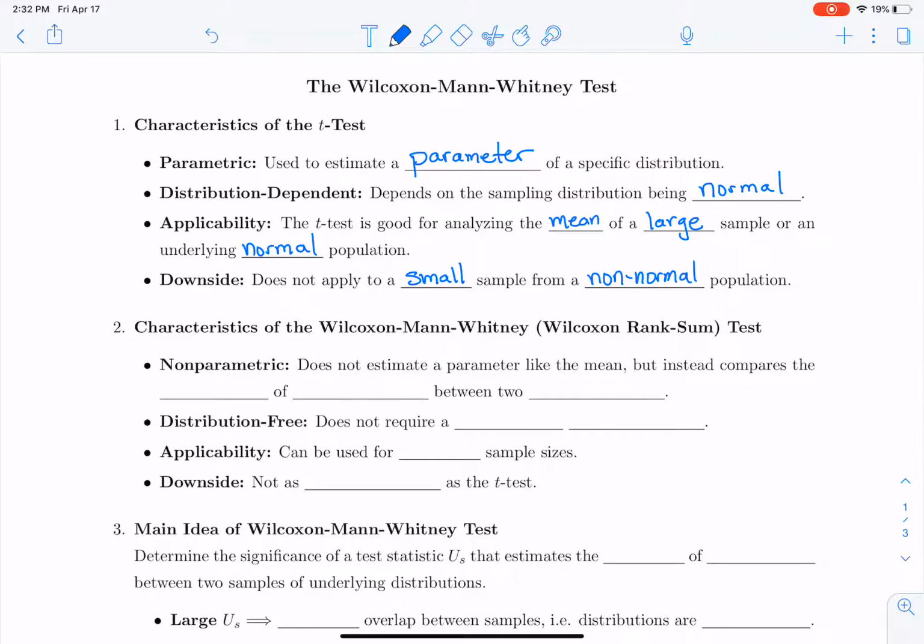Now I'm going to describe the Wilcoxon-Mann-Whitney test, sometimes called the Wilcoxon rank sum test. This is a non-parametric test. It does not estimate a parameter like the mean, but instead it compares the degree of separation between two distributions.